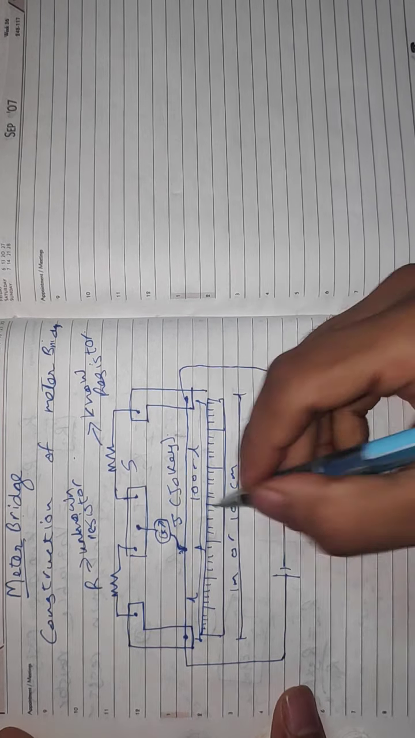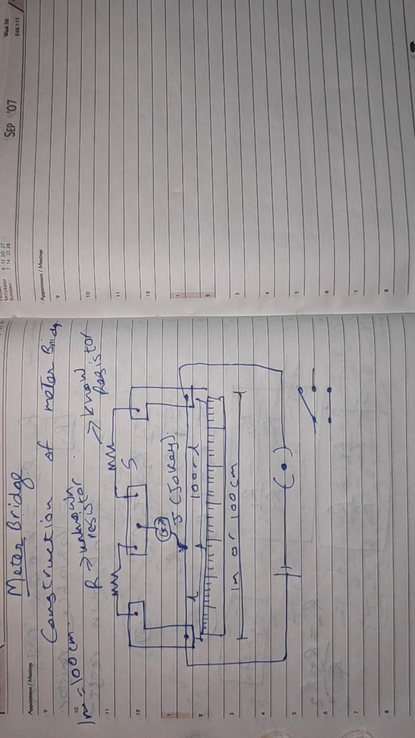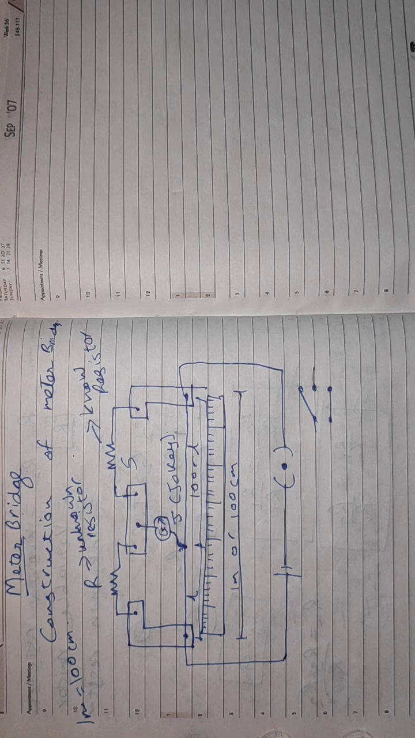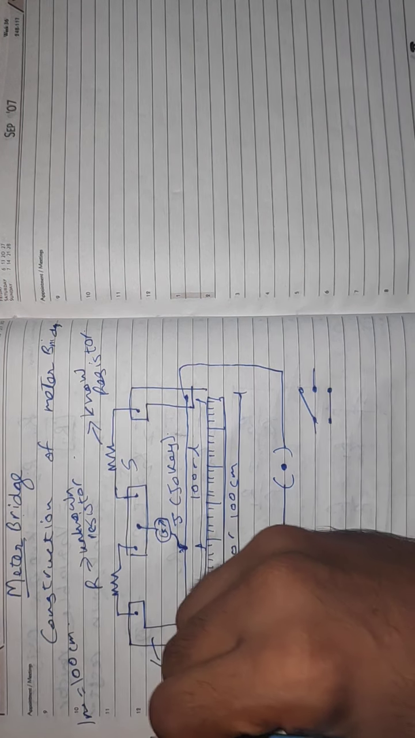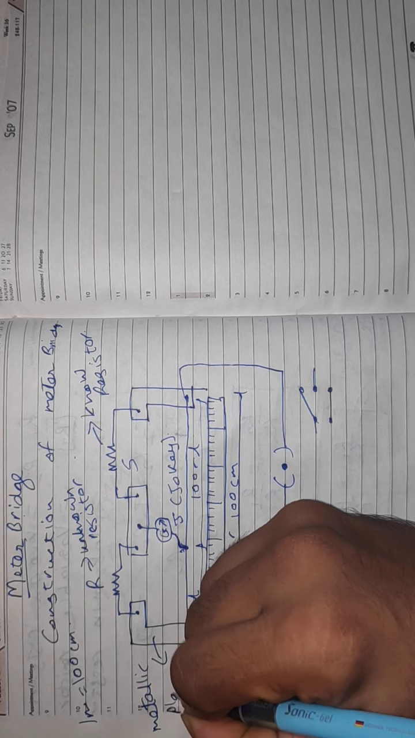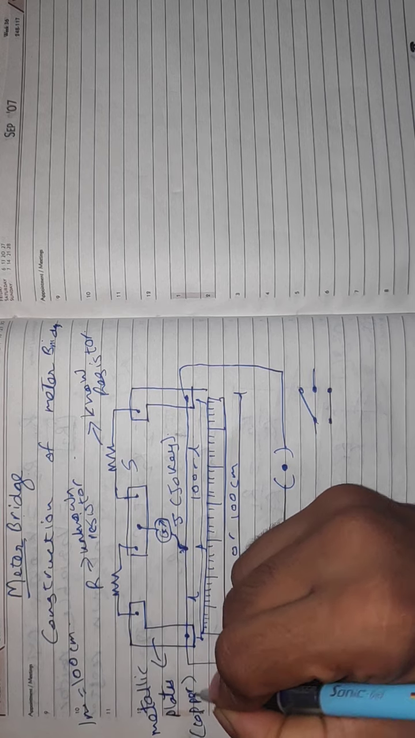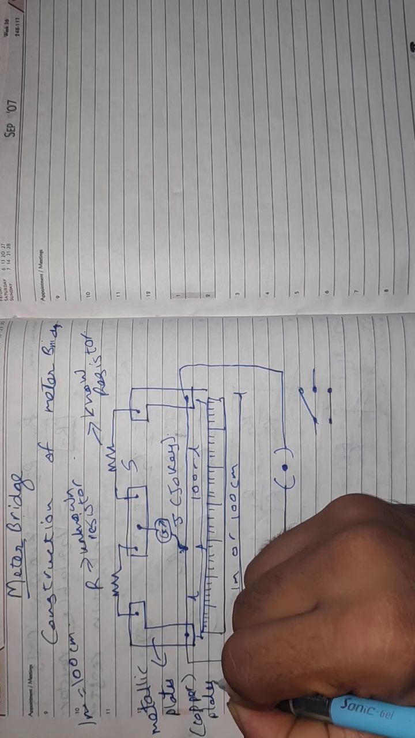Okay, we will be talking in centimeter. 1 meter is equal to 100 centimeter. Okay, so this makes the construction of it. I'll write down the left of the things. Metallic plates, or mainly copper plates are used. Copper plates. Okay, I think the main construction is completed.